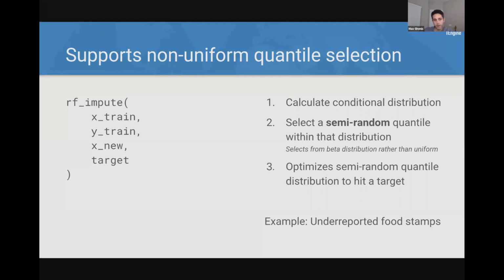But there are real values in the survey data that are more common than others, and that represents a real systemic feature of the program. So instead, I'm not going to just select so that the average quantile is 0.5, which is what the uniform distribution does. I'm going to select so the average quantile is 0.6 or 0.7. Adjusting that number is going to get you closer to hitting that 80 billion. So that's what RF impute allows as well.